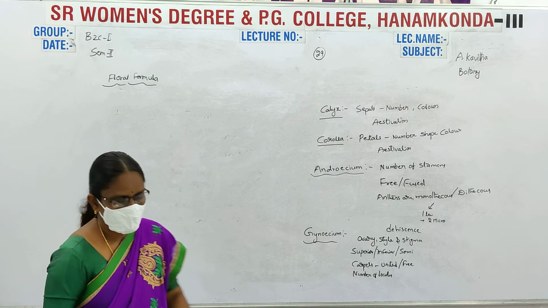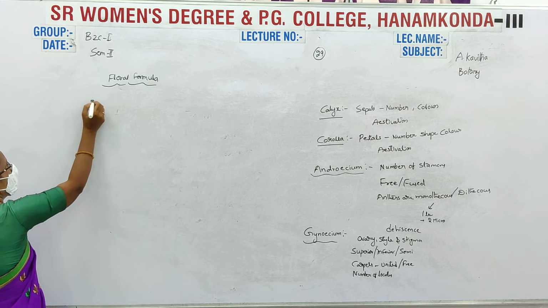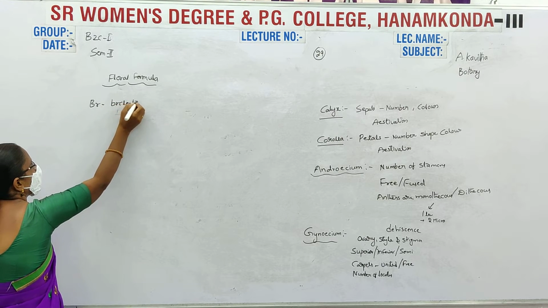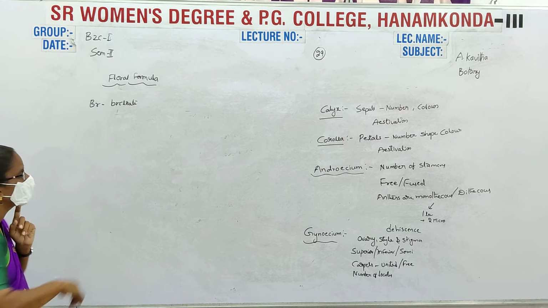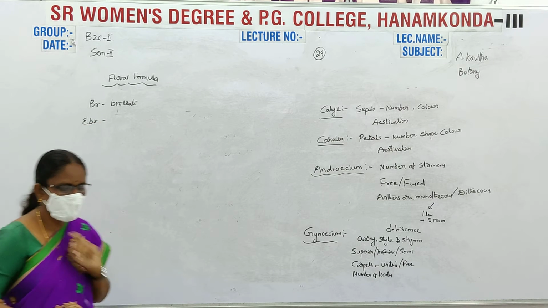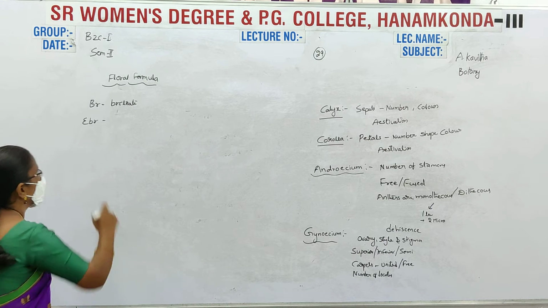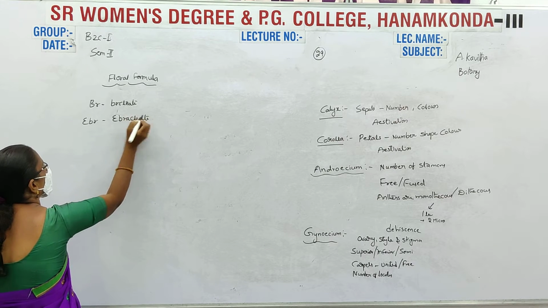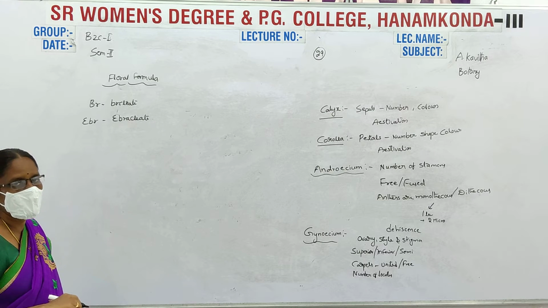In the floral formula of the plant, first write Br. Br means bracteate: bracts are present or absent. Br means bracteate. Ebr, ebracteate, means bracts are absent. If bracts are present, write Br. Ebr, ebracteate: bracts are absent.